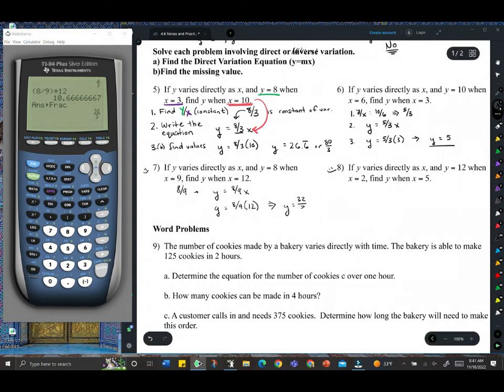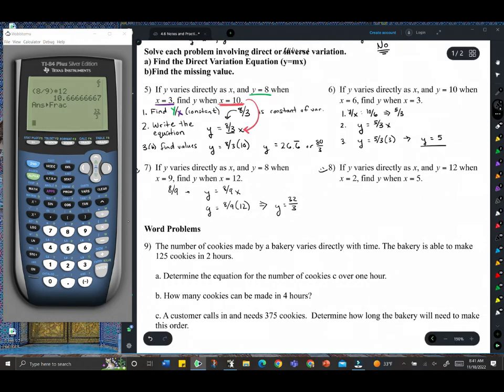So for number 7, y is equal to 32/3. You can also have the decimal. That is fine. And for number 8, y equals 30.